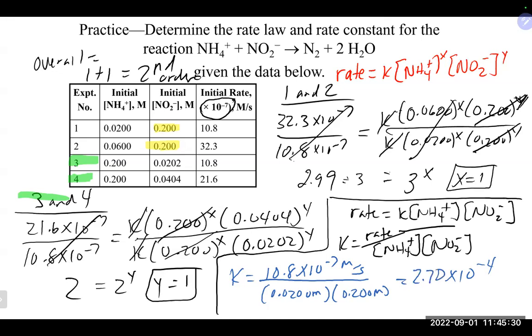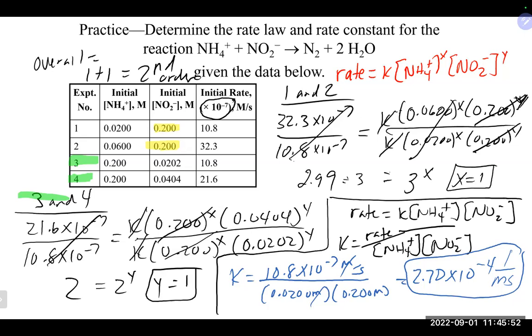Now our units here will end up being molarity on top and one of them on the bottom will cancel. So much like we saw a couple of times before here, second order, 1/molar seconds would be our units that we see here for our rate constant. Any questions on any of those steps there?